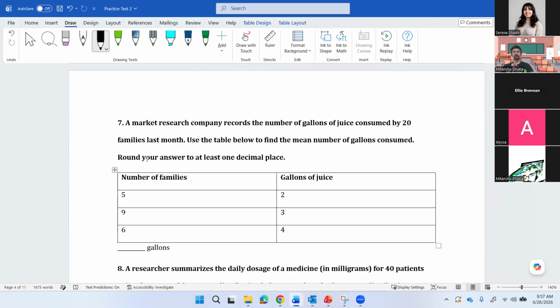A market research company records the number of gallons of juice consumed by 20 families last month. Use the table below to find the mean number of gallons consumed. Round your answer to at least one decimal place. Okay, so this is a weighted average. Before I just start this, do y'all have any ideas? Does somebody just know what to do, and want to share?